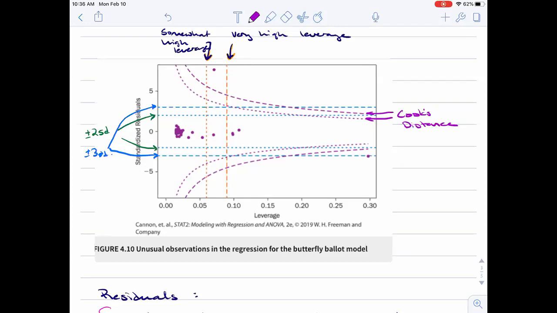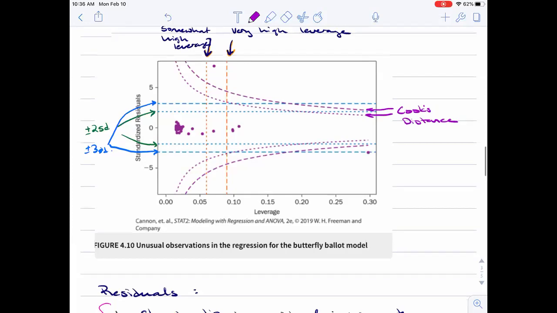R usually generates all 3. It just does them. If you use the plot command on the model, this is one of the ones it gives you. I think some of you have had a look at those. It definitely gives you the Cook's distance, and that's the one we're going to focus on.